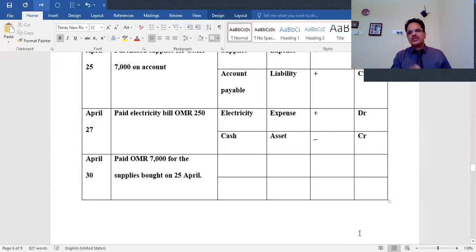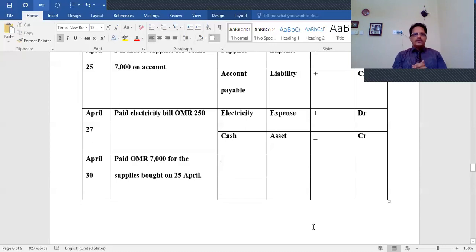There may be a small confusion when you are doing it the first time, and after that you will do a lot of transactions today itself. Today, we have more than 20 or 25 transactions. If you do all these transactions, you will get a clear idea about the rules, especially the modern approach.